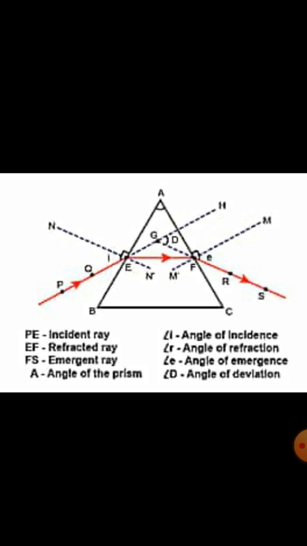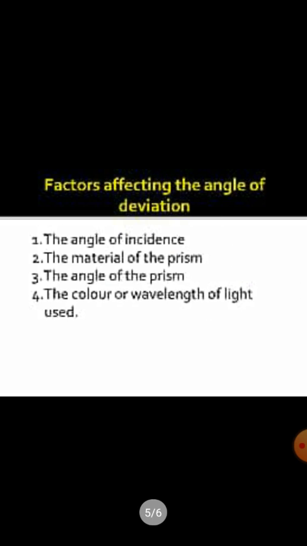So we have seen how the light gets refracted on passing through the prism, and we have also learnt what is angle of deviation for a prism. Now we are going to learn the factors that affect the angle of deviation.